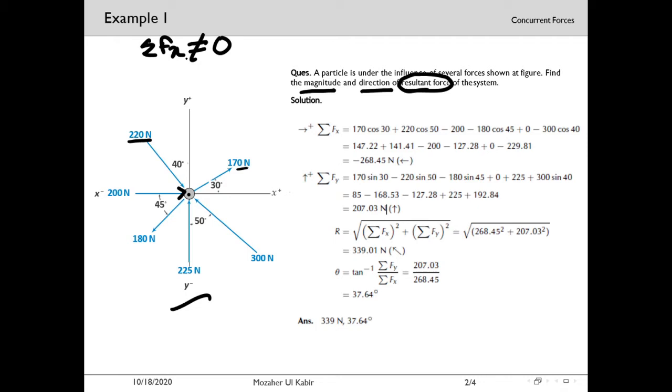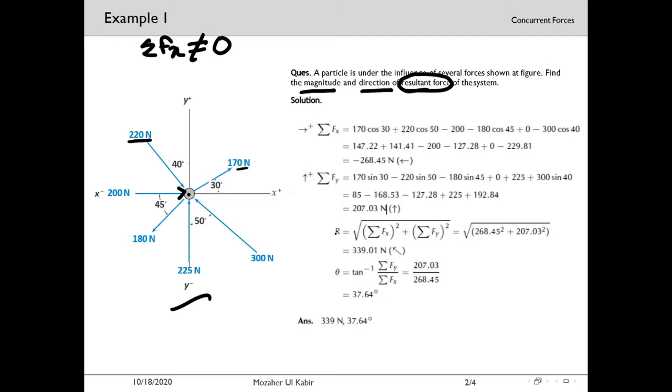And using the values of summation of Fx and summation of Fy, and as the force system mentioned in this question is not in equilibrium state, it will have a resultant force. So we are asked to calculate the magnitude and direction of that resultant force. Firstly, we need to calculate the summation of Fx and summation of Fy, and then using them, we need to calculate the magnitude of the resultant force, and also the direction of the resultant force.